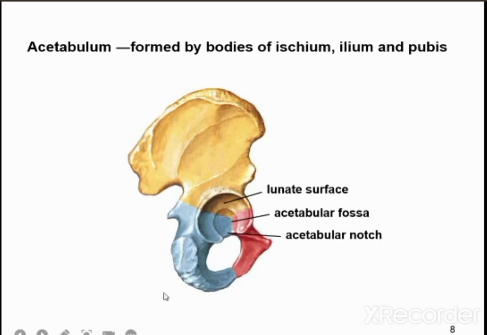Acetabulum. Here is the acetabulum. It is formed by the bodies of these three bones: the ilium, ischium, and pubis. Posteriorly, these three bones form this acetabulum. This surface is the lunate surface, like the moon. Here is the acetabular fossa. This notch is the acetabular notch.